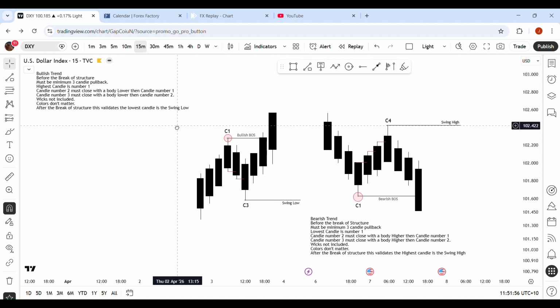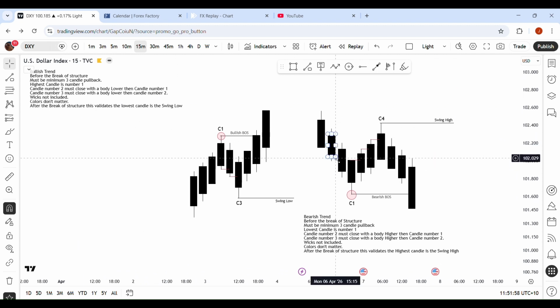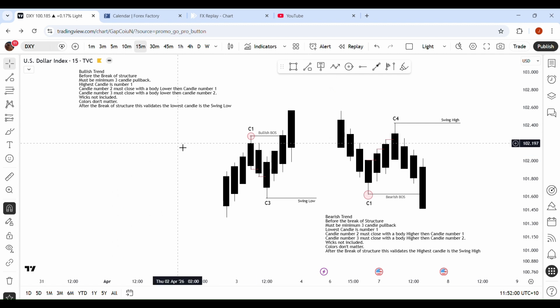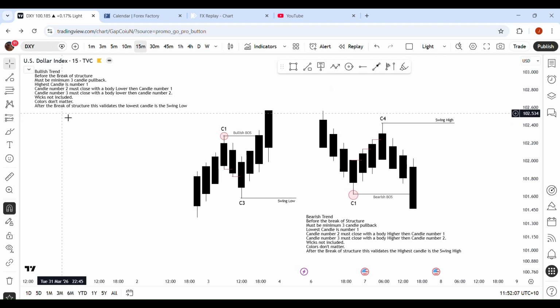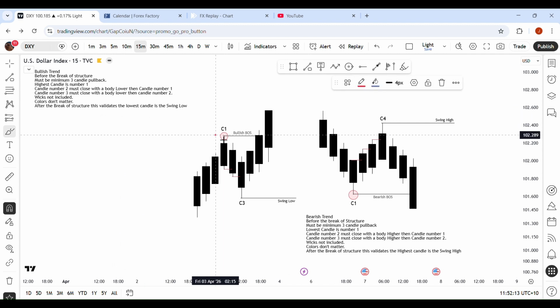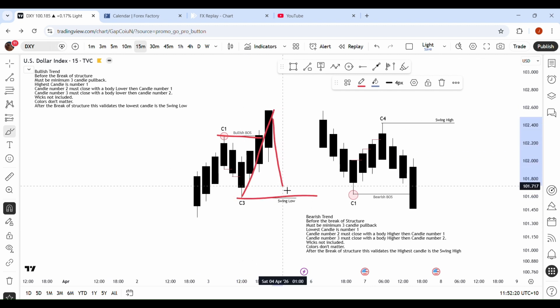Again, I've colored all these candles black, so it removes the confusion that colors don't matter, whether it's buys or sells. After the break of structure, this validates the lowest candle is the swing low. So we had the break of structure. This validates the swing low. The price can just come back and just go higher.